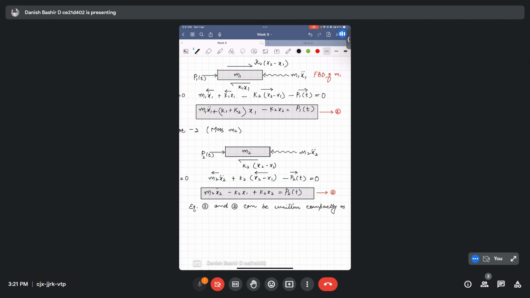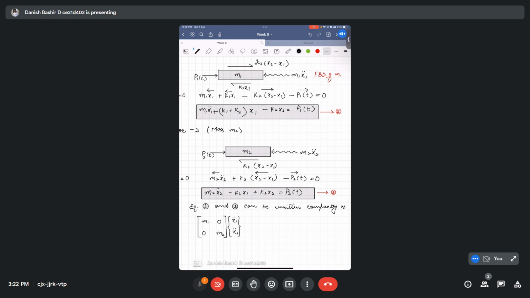So actually these are coupled equations. You will see that x1 and x2 are present in equation 1 and equation 2 respectively. So displacements x1 and x2 are coupled between equations 1 and 2. When we write these in matrix form, we will have m1, 0, 0, m2, and then the accelerations of the two masses, x1 double dot and x2 double dot.